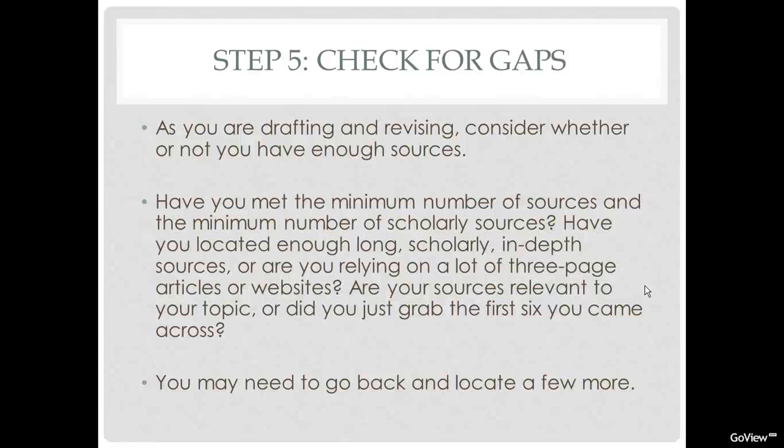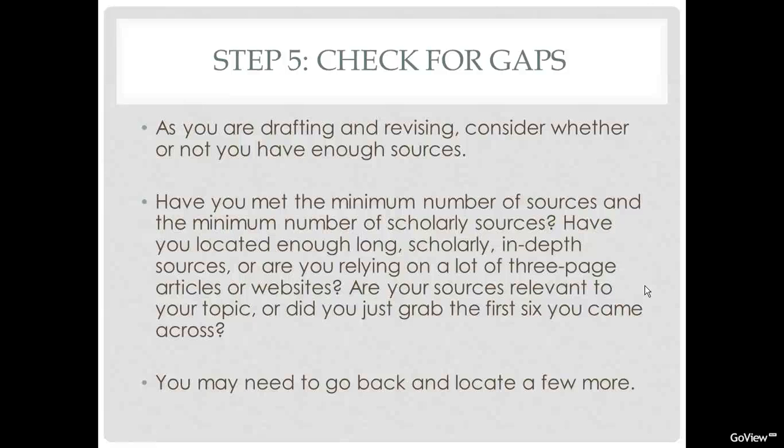Step 5, finally, check for gaps. This should be part of your revision process. As you are drafting and revising, you need to consider whether or not you have enough sources. Have you met the minimum number of sources and the minimum number of scholarly sources? Remember, you have to have at least 2 scholarly sources and a total of at least 6 sources. Have you located enough long, scholarly, in-depth sources, or are you relying too much on a lot of short articles or websites? You want to be sure that your research looks like it has been very thorough.